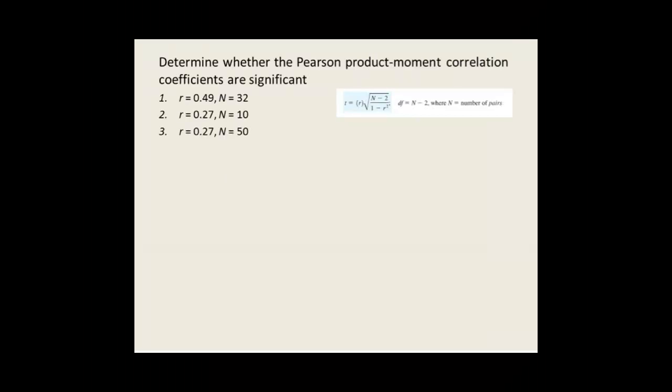Let's actually do the math to test the significance of some Pearson product moment correlation coefficients. I have 3 set up here of varying strengths, none of them particularly strong. And I have n values. Now n stands for pairs. I want you to remember where these come from. They come from paired XY data. So each pair counts as 1 in the n.